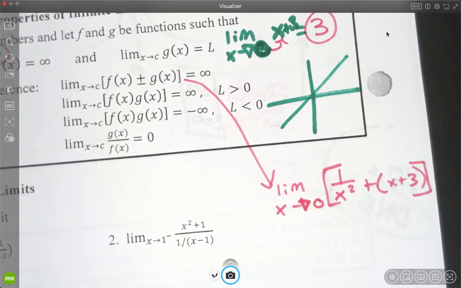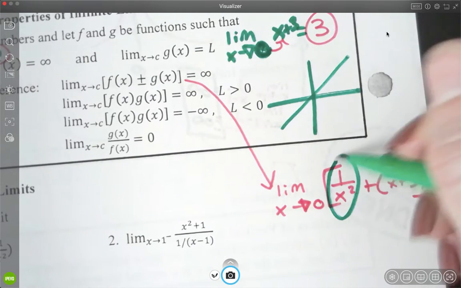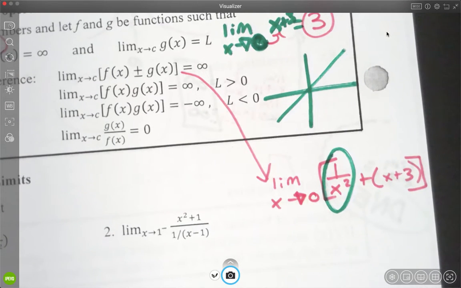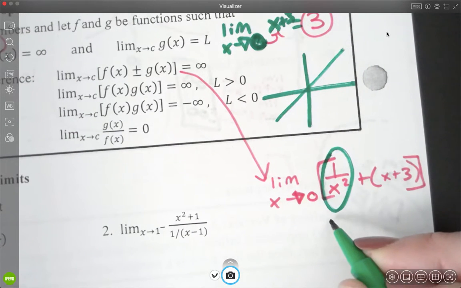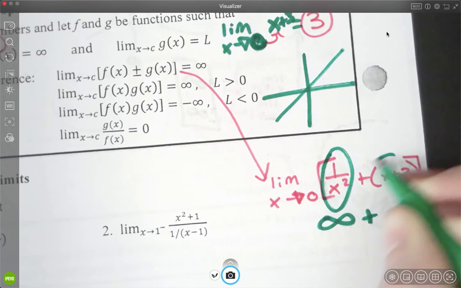So the limit as x goes to 0 of 1 over x squared, and then x plus 3. Okay, so I can look at those individually. So what was the limit as x goes to 0 of 1 over x squared? This guy was infinity. And what was the limit of x plus 3 when I'm going to 0?